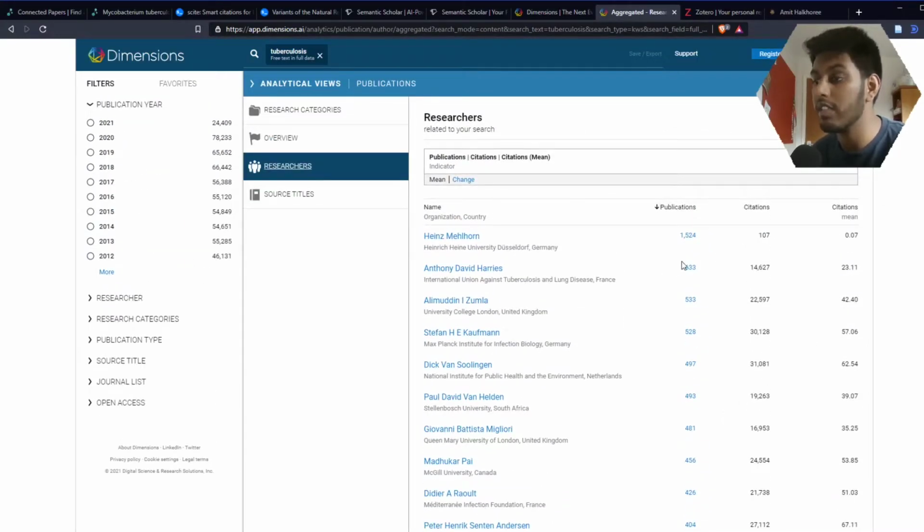And I like to use this to find prolific authors. And by that, I mean authors that have written a lot on this subject matter. So for example, this author here has had over 1,500 publications and a lot of citations, as well as all of these authors. So it'd be interesting to see how their work has progressed.